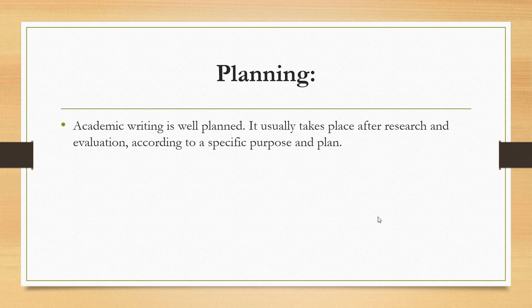We start writing academically once we have collected a lot of knowledge about the topic through research and evaluation, and we have already evaluated different pieces of writing according to a specific purpose and plan. We go and research, we read, we observe, and for that purpose we gather a lot of information and make a proper plan for writing academically. After proper planning, we start writing academically. There is the last point of the features of academic writing.